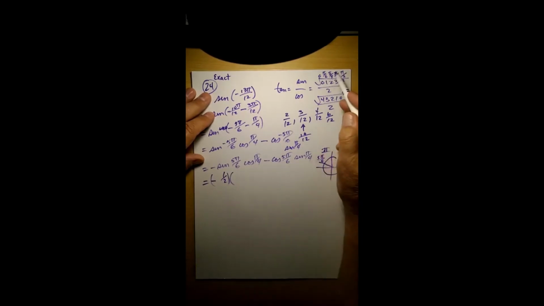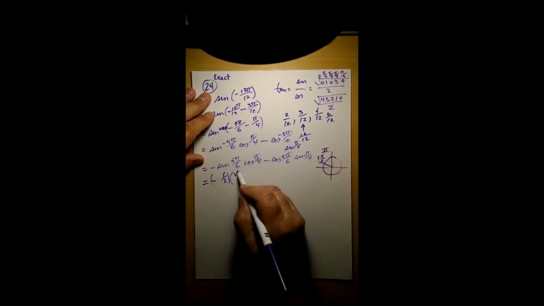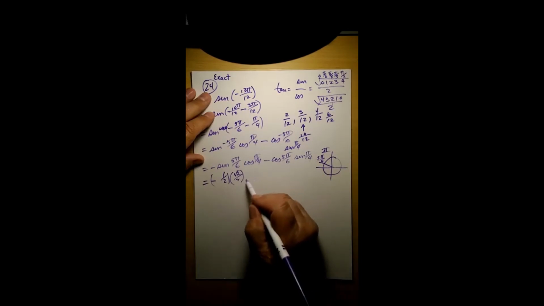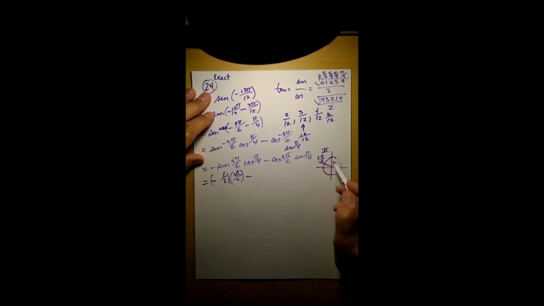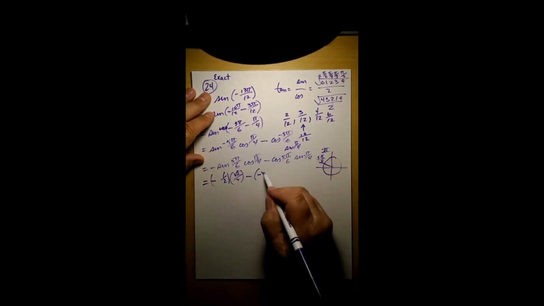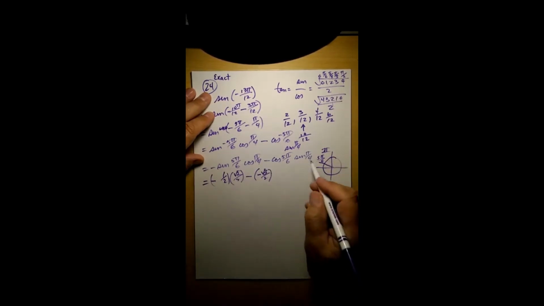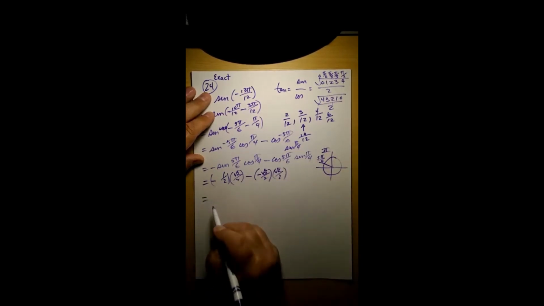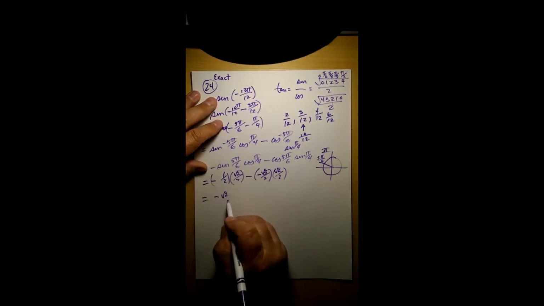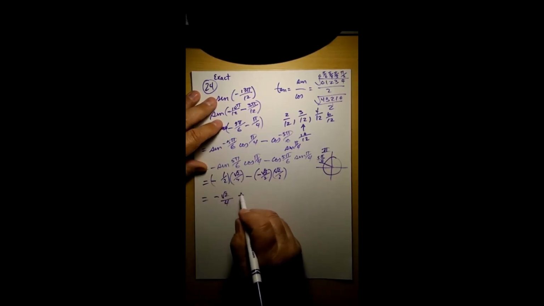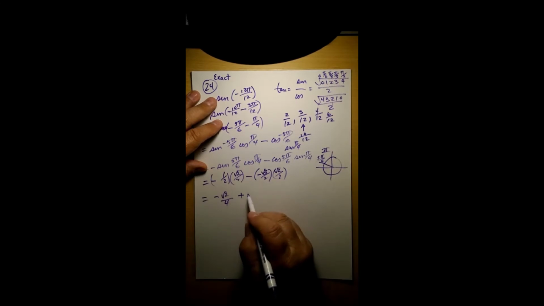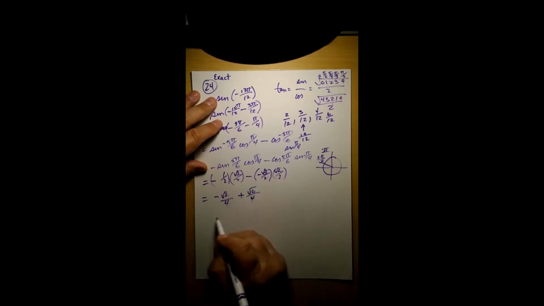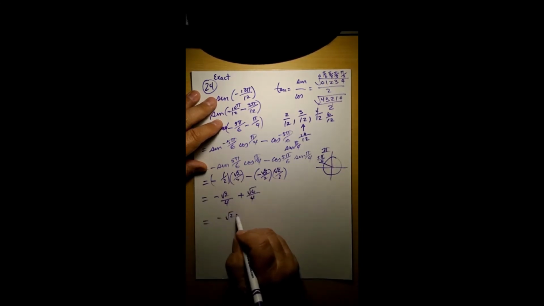The cosine of pi over 4, square root of 2 over 2, minus the cosine of 5 pi over 6, that's going to be negative. But the pi over 6 is square root of 3 over 2. And the sine of pi over 4 is the square root of 2 over 2. So we have negative square root of 2 over 4 plus, because these negatives cancel, square root of 6 over 4, or negative square root of 2 plus the square root of 6 over 4.